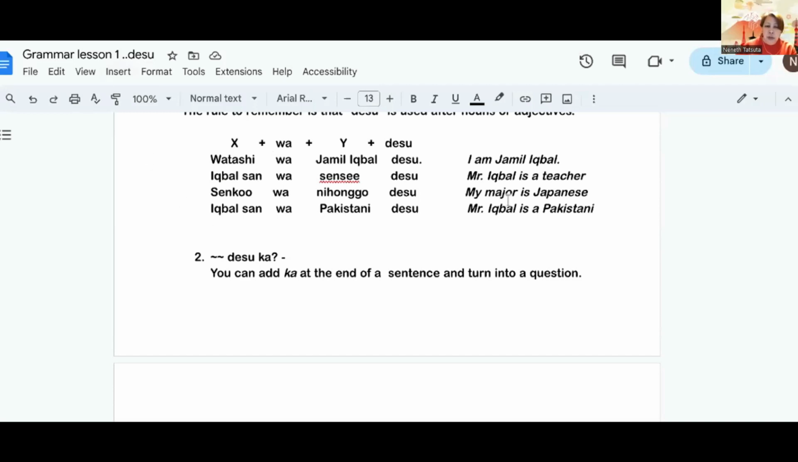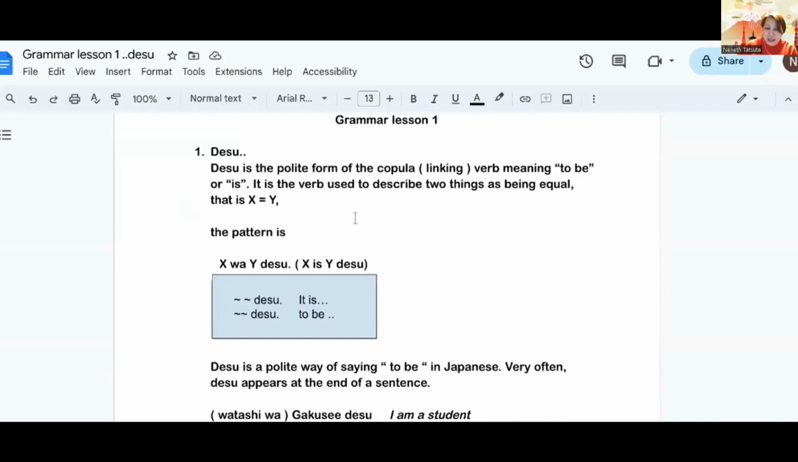Okay, so another example is, for example, Iqbal san wa Pakistani desu. So, Mr. Iqbal is a Pakistani. So you have the noun, another noun, and your desu. So Iqbal san, the Pakistani, describe Iqbal san. So it has the same meaning. Iqbal san is Pakistani. The same meaning, right? Now, so that is your desu. Okay? That is your desu.